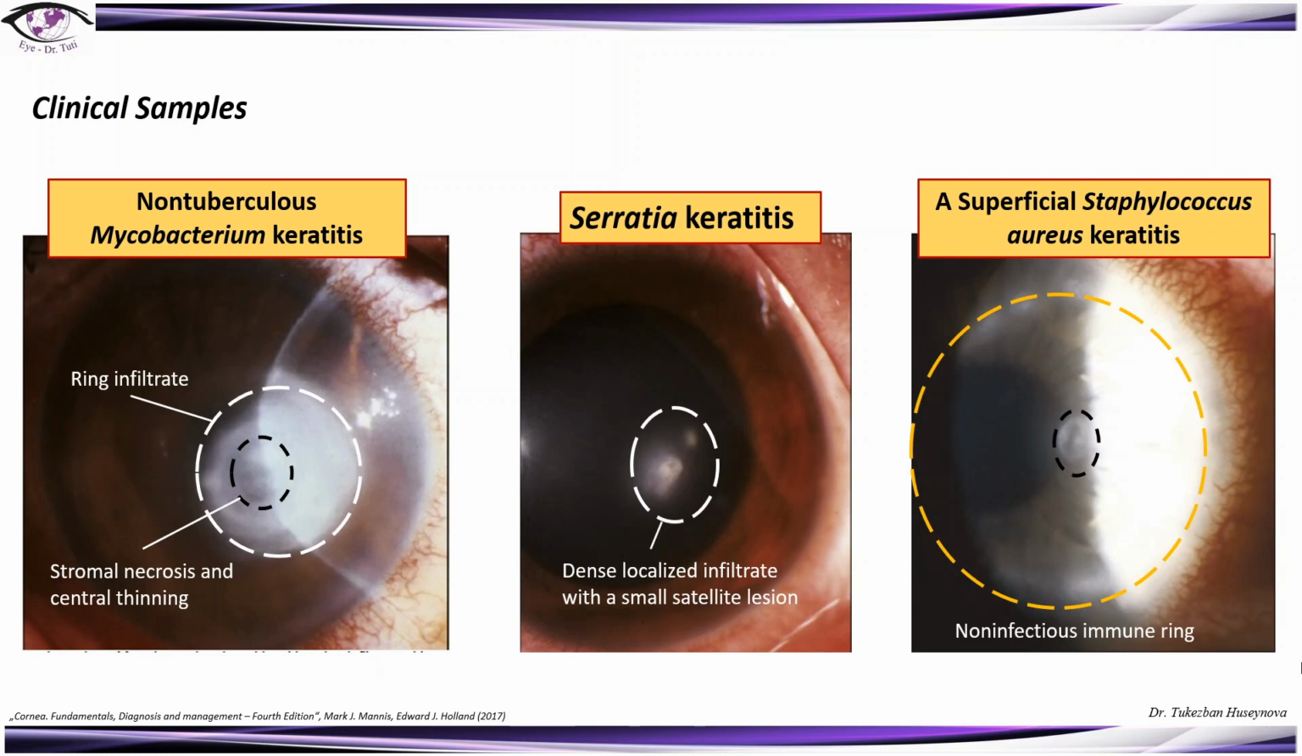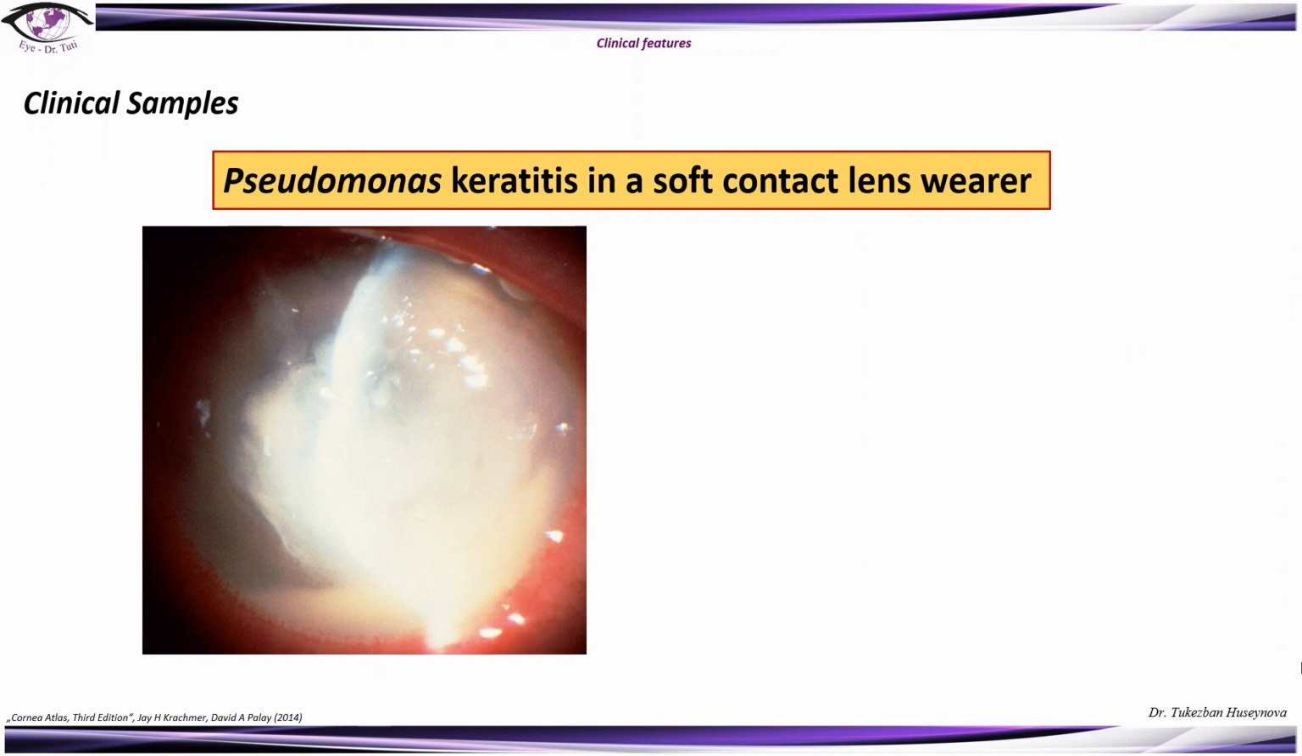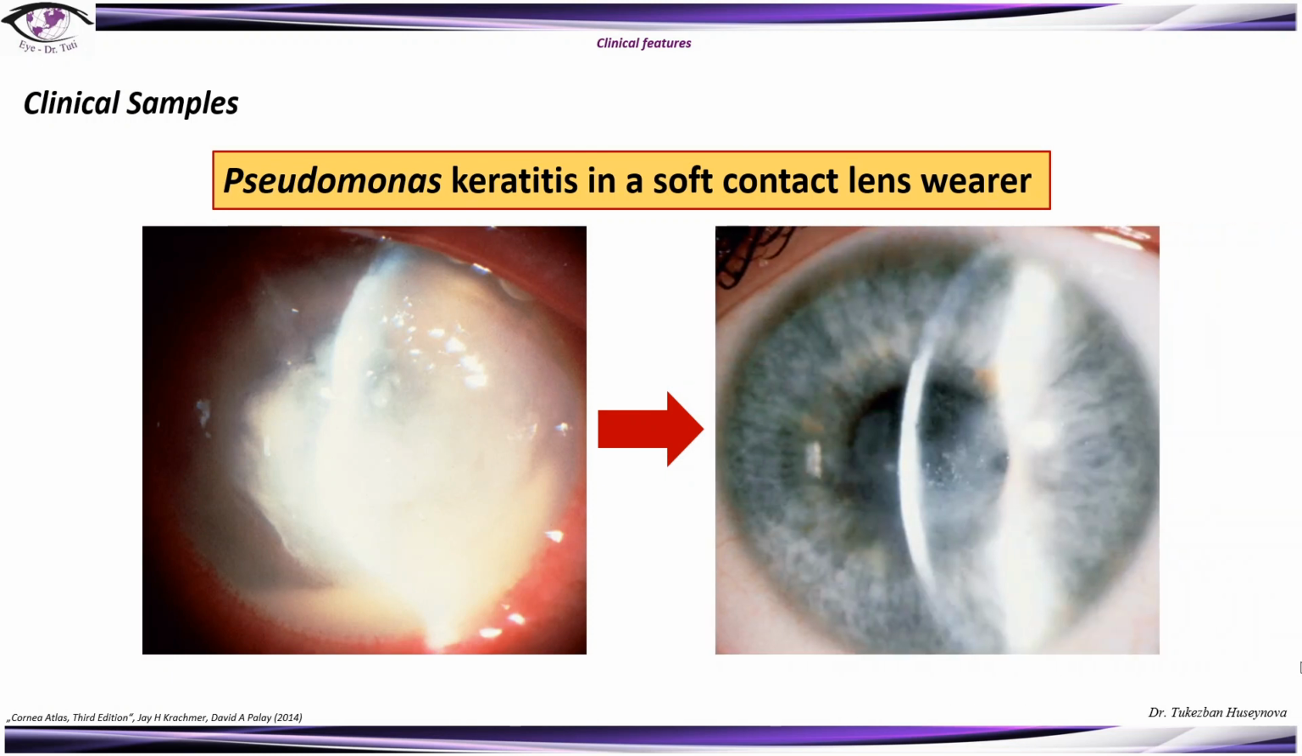and a superficial Staphylococcus aureus keratitis has a large non-infectious immune ring. Here again, a case of Pseudomonas keratitis in a soft contact lens wearer, where we can see extensive tissue destruction and a layered hypopyon. And this is the same patient after the treatment, and the ulcer is totally resolved. The treatment was performed with fortified antibiotics, and a corneal scar developed.